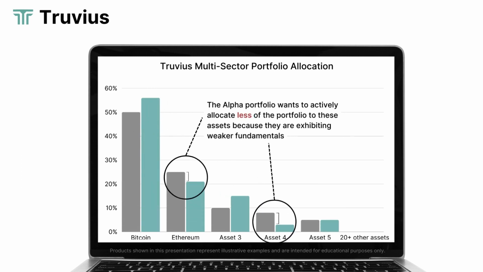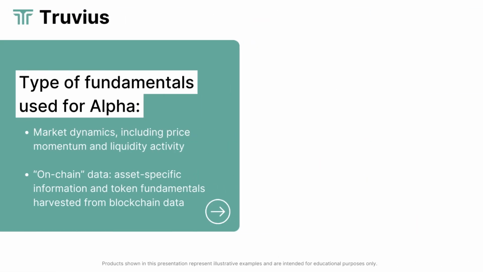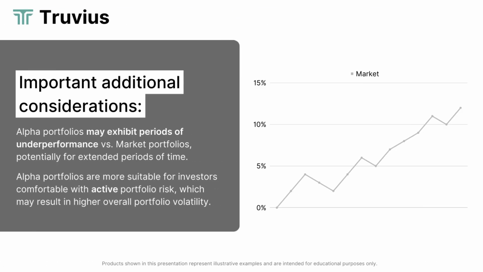Conversely, the alpha portfolio holds less Ethereum and less of crypto asset 4 compared to the passive portfolio. This indicates that the alpha portfolio wants to actively allocate less of the portfolio to these assets because they are exhibiting weaker fundamentals. So, what are the types of fundamental data we incorporate into our alpha portfolios? Certain examples include trading-related trends observed in markets, including price momentum and liquidity activity. Other examples include novel types of blockchain-specific fundamentals that Truvius has identified and continues to add through our expert-led research process.